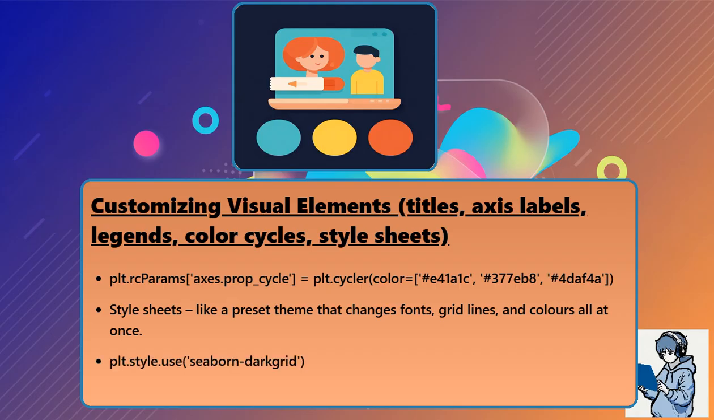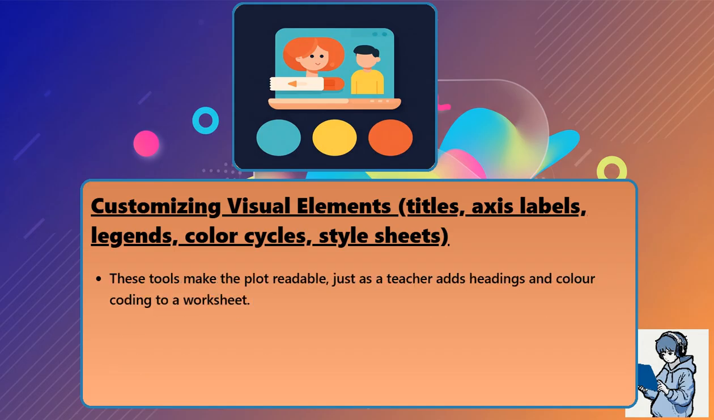Style sheets, like a preset theme that changes fonts, grid lines, and colors all at once: plt.style.use('seaborn-darkgrid'). These tools make the plot readable, just as a teacher adds headings and color coding to a worksheet.